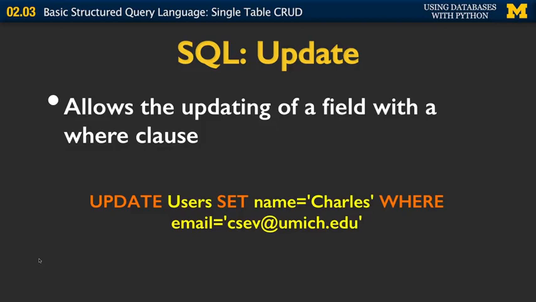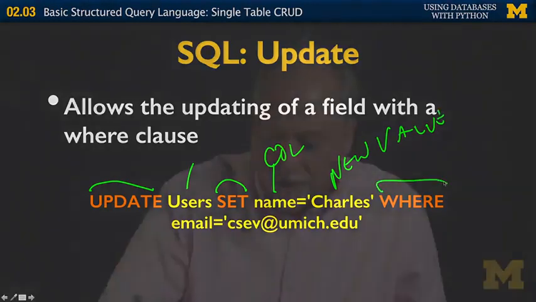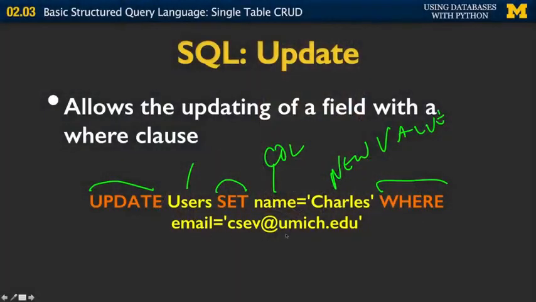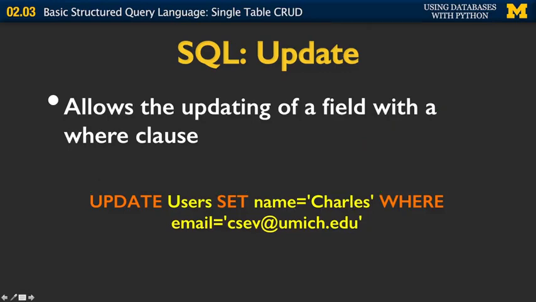Update allows us to reach into a particular cell or set of cells in a table, many rows or many columns or many row-column combinations, and we just say update, which is the SQL keyword, the table name, set, which is an SQL keyword, and then the column name, and then the new value. The where clause is important because without the where clause, it would do it for all of the rows, so the where clause reduces the rows. So we have a where clause here that says where email equals csev@umich.edu. So what we're really saying is go find the rows that have that true and change the column named name to be Charles.